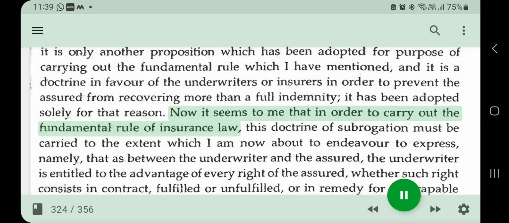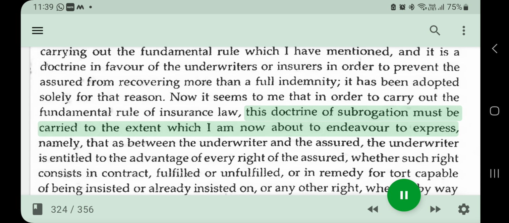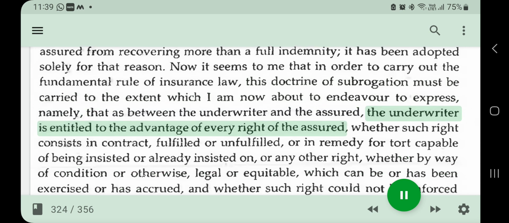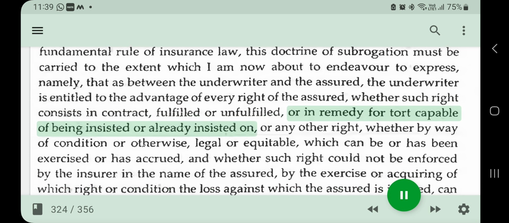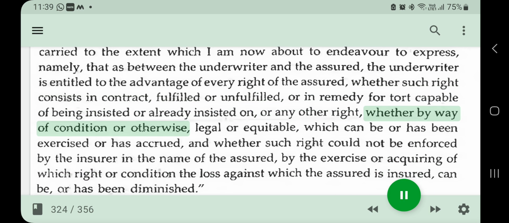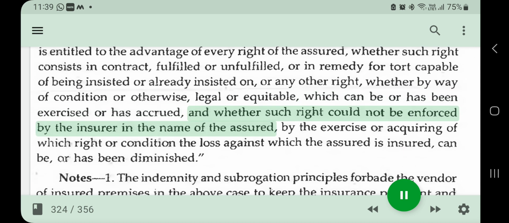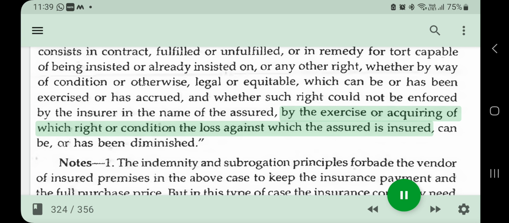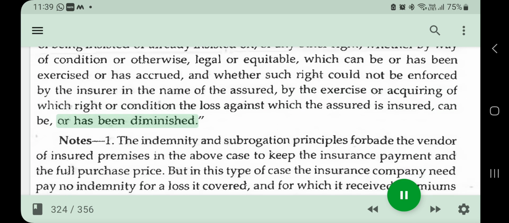Now it seems to me that in order to carry out the fundamental rule of insurance law, this doctrine of subrogation must be carried to the extent which I am now about to endeavor to express, namely, that as between the underwriter and the assured, the underwriter is entitled to the advantage of every right of the assured, whether such right consist in contract, fulfilled or unfulfilled, or in remedy for tort capable of being insisted on or already insisted on, or any other right, whether by way of condition or otherwise, legal or equitable, which can be or has been exercised or has accrued, and whether such right could or could not be enforced by the insurer in the name of the assured, by the exercise or acquiring of which right or condition the loss against which the assured is insured, can be, or has been diminished."